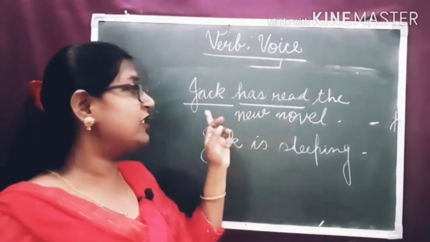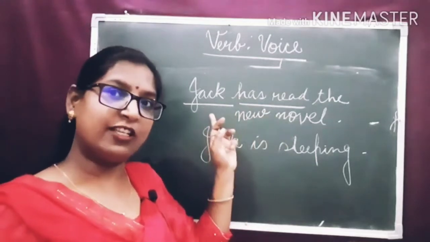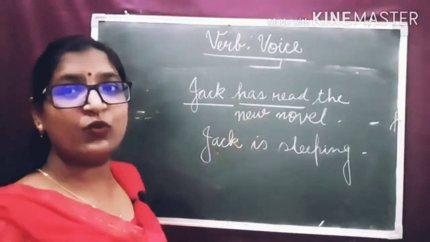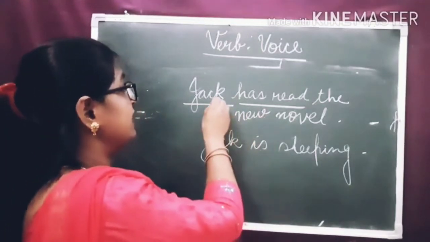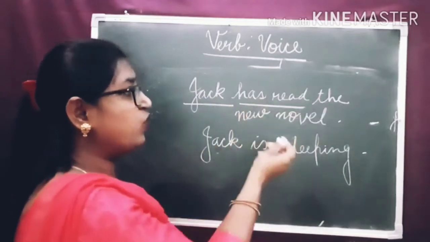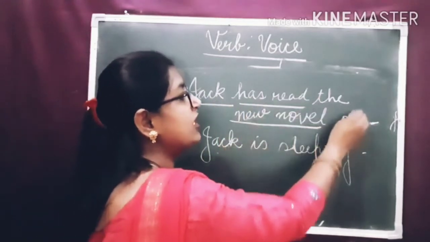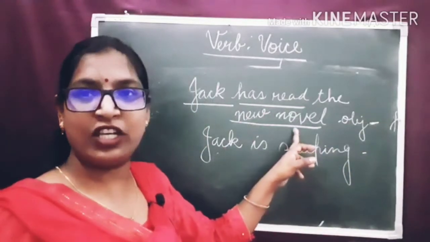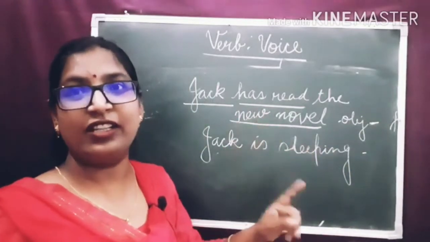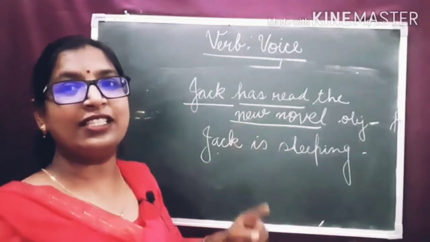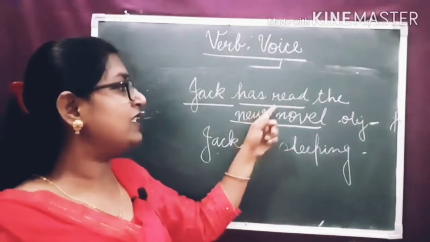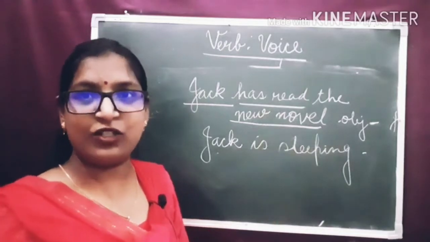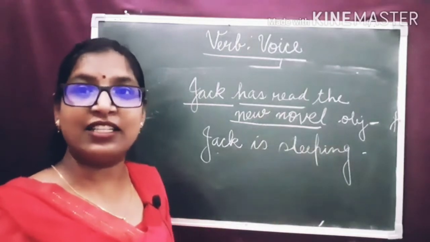Here the action of reading is performed by the subject, and when the subject performs the action, we say the verb is in active voice. And let's find out the object. Jack has read what? New novel. It is the object. So, dear children, the active sentence, the active verb can have an object. It can be a transitive verb.